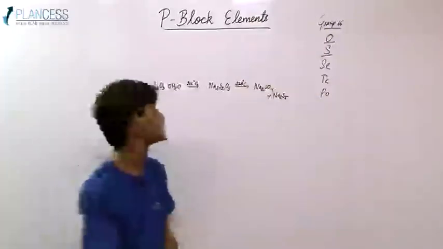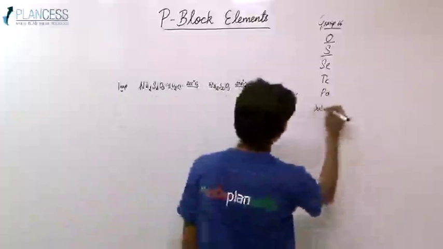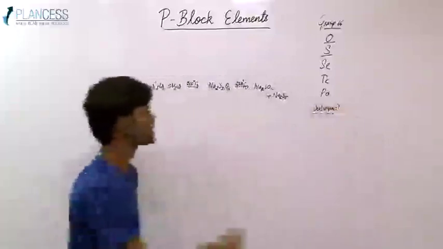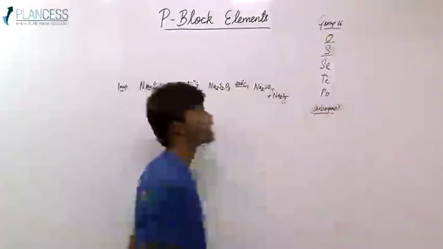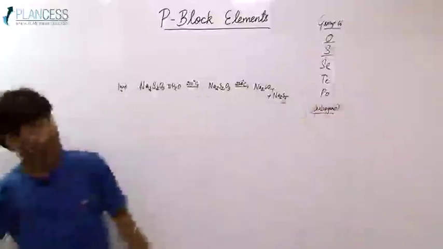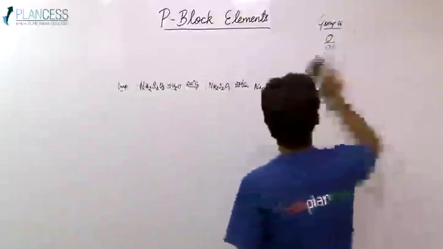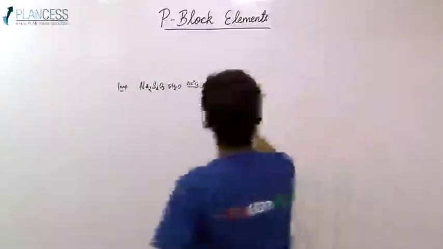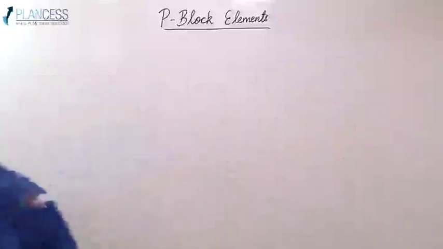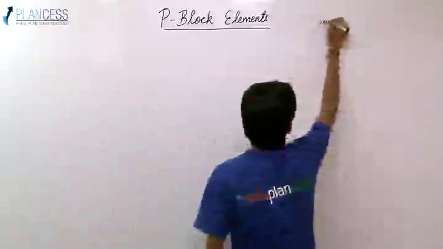Group 16 elements are also known as chalcogens. If somewhere chalcogens are mentioned, you should keep in mind that it is talking about group 16. Now moving to the next group, that is group number 17, the halogens. Group 17 is the second last group.